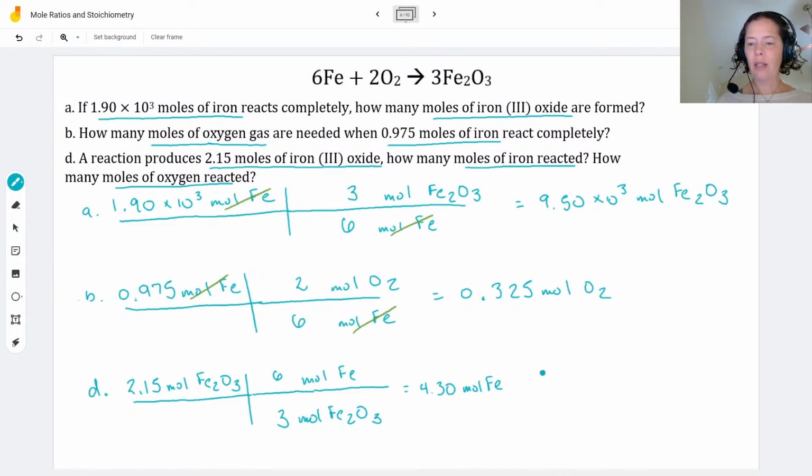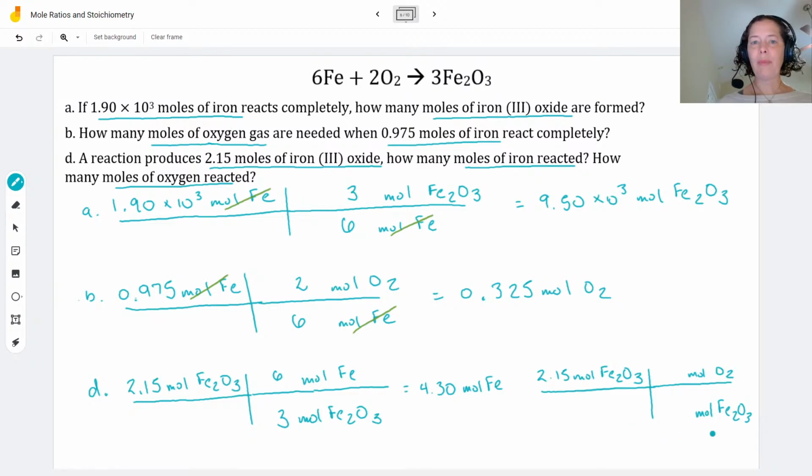And then how many moles of oxygen reacted? We've got 2.15 moles of Fe2O3. I'm going to have to crunch a little bit, sorry. Okay, so I know I want my moles of Fe2O3 to cancel, and now I'm predicting moles of oxygen.